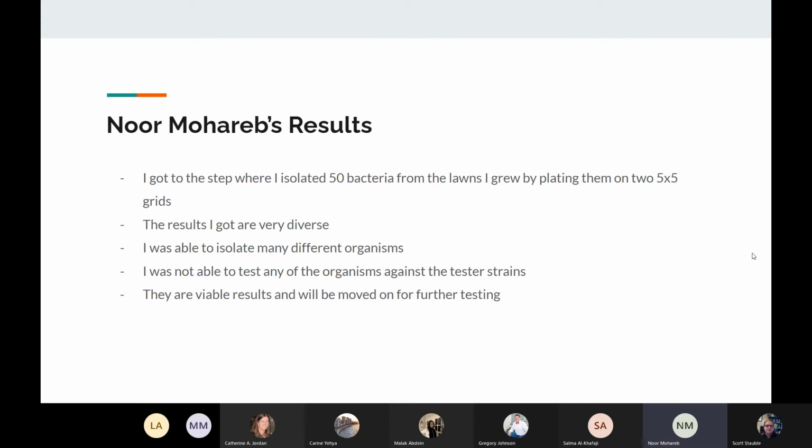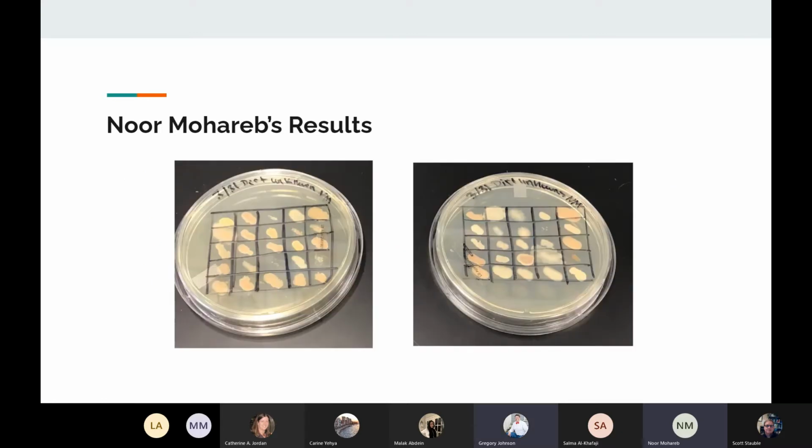So in my research, I got to the part where I isolated 50 bacteria from the lawns I grew by plating them on two 5x5 grids. If you go to the next slide, you can see these are my two 5x5 grids that I plated bacteria on. Basically, the bacteria I plated were very diverse, and I had a lot of different morphologies.